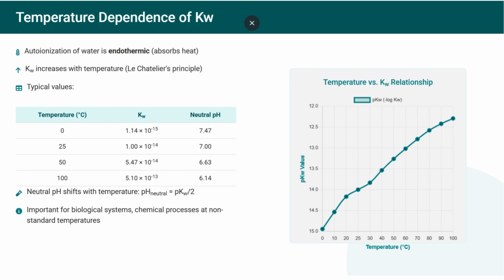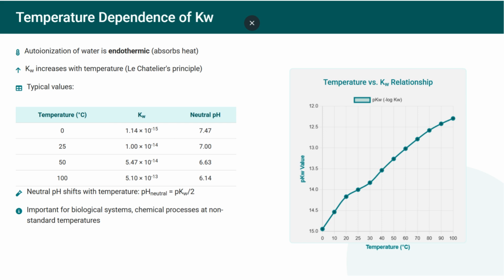The autoionization of water is an endothermic process, meaning it absorbs heat. Because of this, Kw increases with temperature following Le Chatelier's principle. Let's look at some typical values. At 0 degrees Celsius, Kw is 1.14 times 10 to the negative 15, and the neutral pH is 7.47. At 25 degrees Celsius, it's the familiar 1.0 times 10 to the negative 14, and a neutral pH of 7.00.